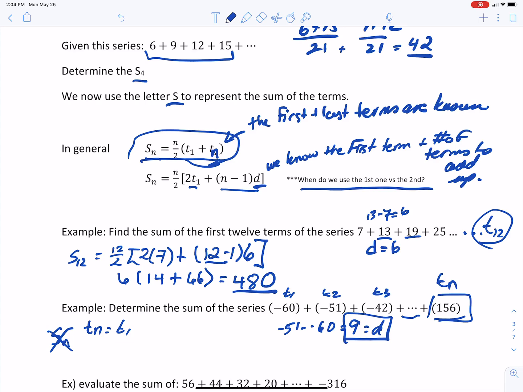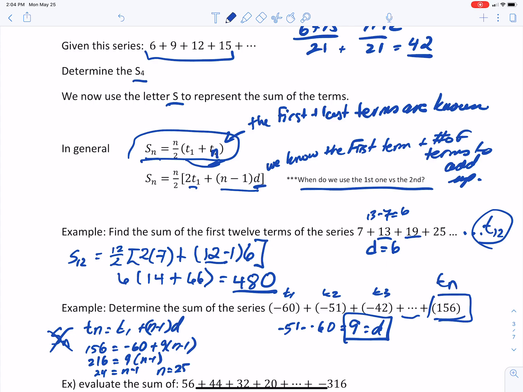is term 1 plus n minus 1 times d. And term n is 156, negative 60, plus 9 times some unknown number. And so I'm going to add 60, divide by 9, and that's going to give me 24. So n is 25. Perfect.